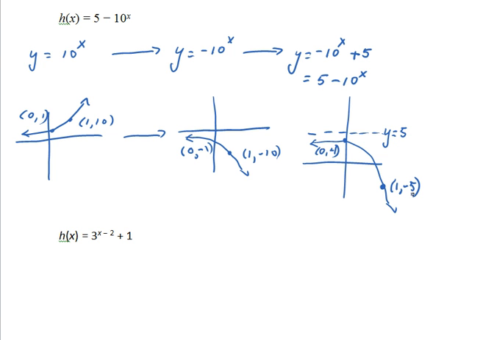And so here our domain remains all reals, negative infinity to infinity. Our range is negative infinity to 5, not including the 5, and our asymptote is y equals 5.